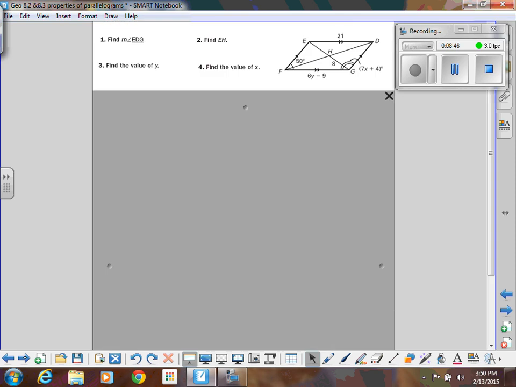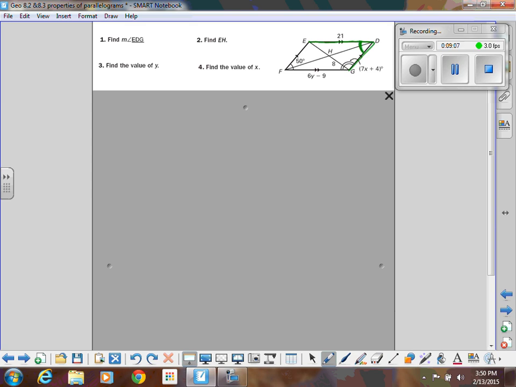So flip over to the back side of your notes, and we're going to look at this diagram here. We have 4 questions we need to do, so we're going to do step by step. The first one's asking about EDG. So I'm going to trace that EDG. That's this angle right here.